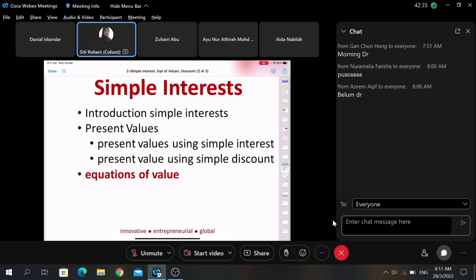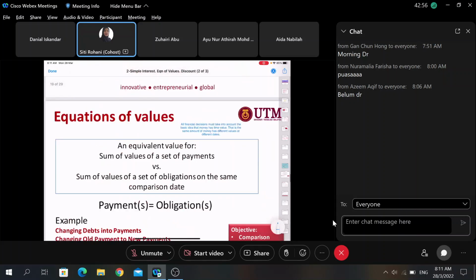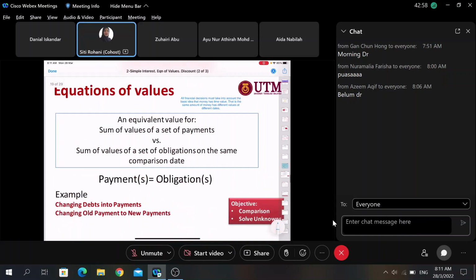Last week we have already learned about the simple interest, the present value using simple interest, and also the present value using simple discount. And we also have learned how to find the future value. So I hope you are clear about these two lessons. Now let us continue with the equation of value.